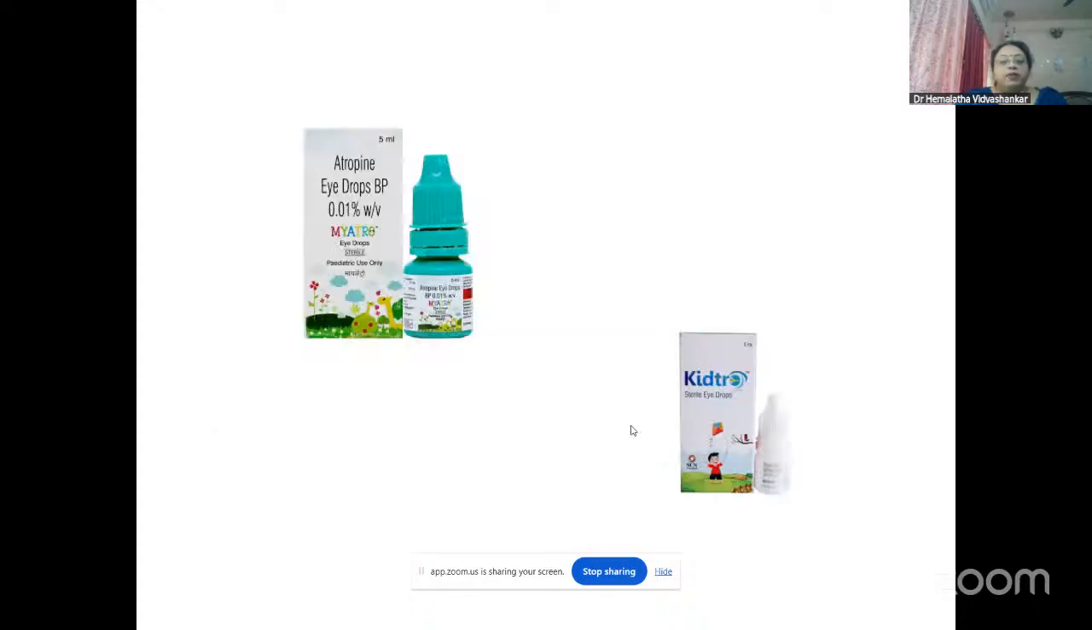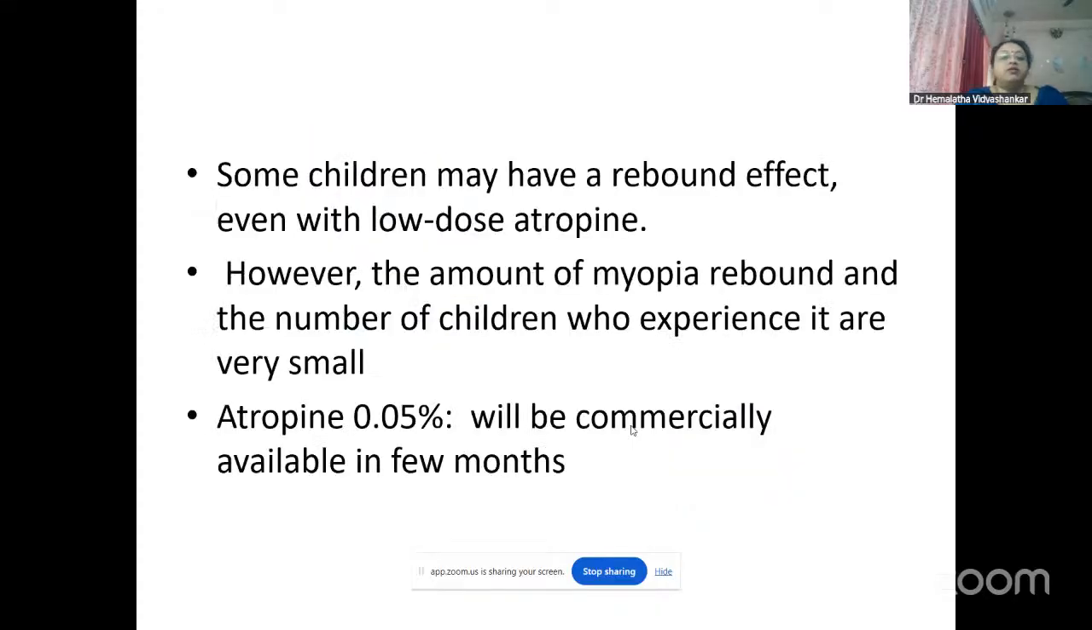Now, two, three companies are available which prescribe these drops. One is Myetro and another is Kitro. The most important thing here is whenever we are prescribing the drops, it is important to prescribe the dosage, which is 0.01%. If we prescribe the normal atropine drops, which is 1%, then it can cause a lot of blurring of vision, because 1% atropine completely relaxes the accommodation and the child may not be able to see clearly for coming 2 to 3 weeks. So it's very important to tell them to use only low dose atropine.